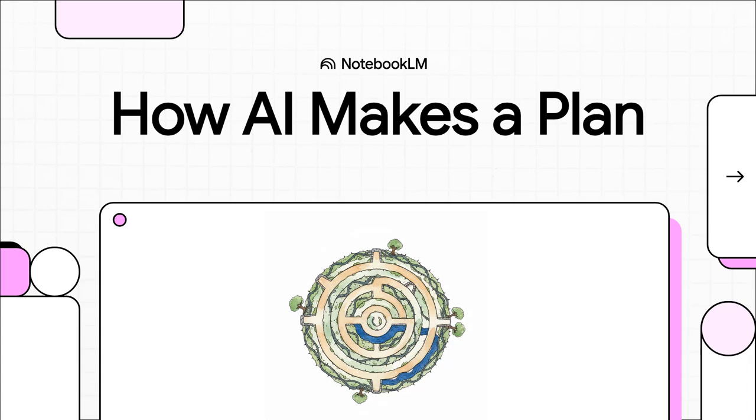So how does an AI actually decide what to do next? Well, it's not magic. It's a really methodical process called planning. In this explainer, we're going to pull back the curtain on 3 core techniques that let an AI map out its entire path from A to B, one logical step at a time.